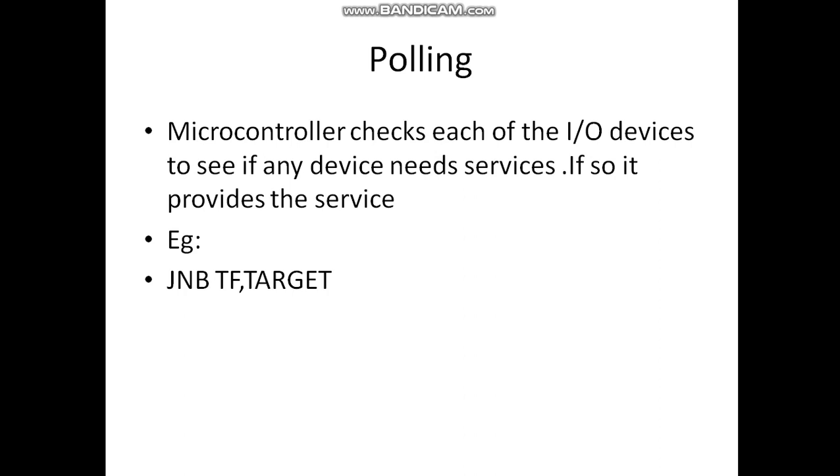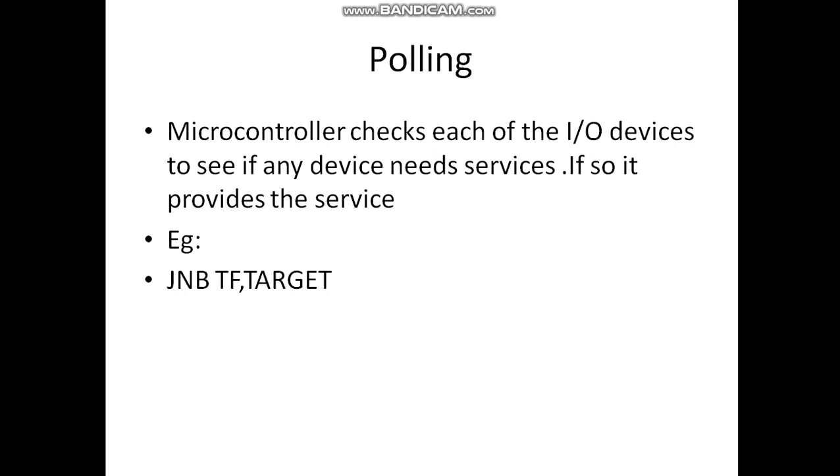To avoid this, we have the concept of interrupts. In polling, we cannot assign priority to any of the devices. Let me say around 10 devices are connected. Now the microcontroller has just finished monitoring the first device. Now it is monitoring the second device.